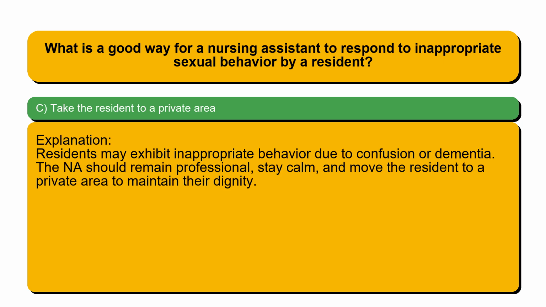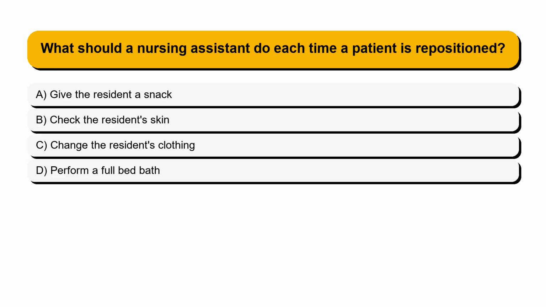Residents may exhibit inappropriate behavior due to confusion or dementia. The NA should remain professional, stay calm, and move the resident to a private area to maintain their dignity. Question 45. What should a nursing assistant do each time a patient is repositioned? Option A. Give the resident a snack. Option B. Check the resident's skin. Option C. Change the resident's clothing. Option D. Perform a full bed bath.